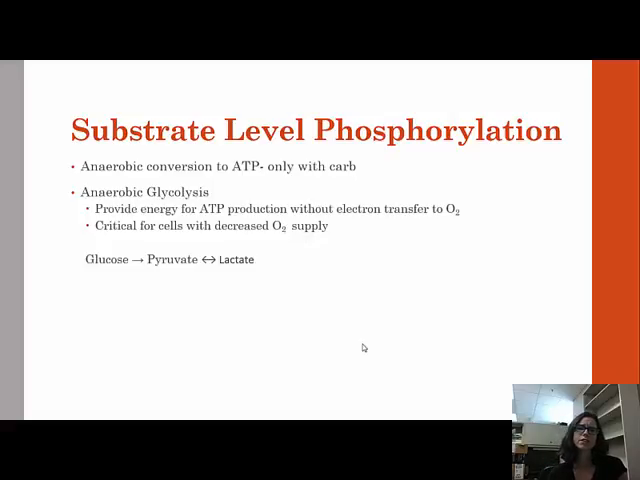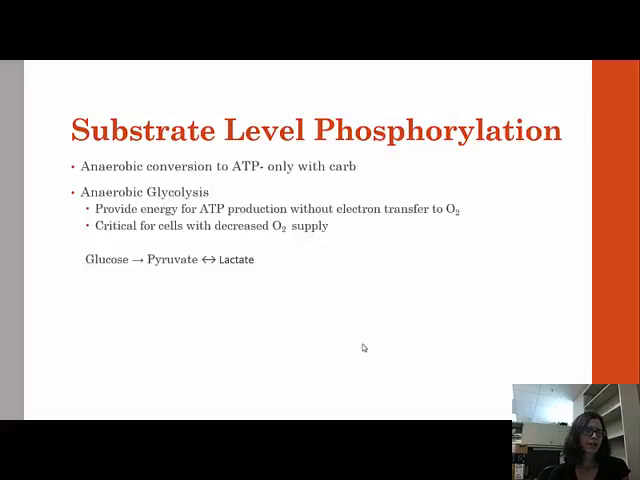And this is critical for cells with a decreased oxygen supply. So this could be if there were problems with respiration, if our arteries were clogged and we weren't getting as much oxygen to our cells, or if we were undergoing exercise. And we just can't consume enough oxygen that we need for the energy.